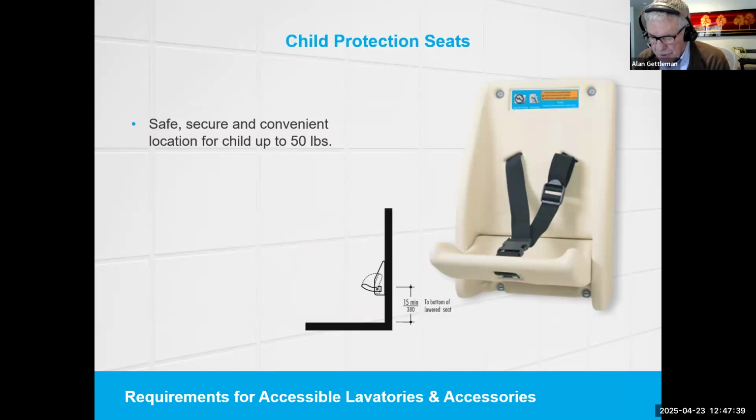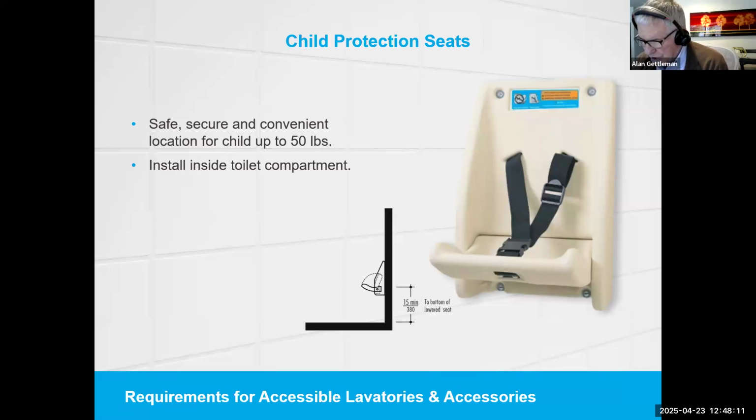Child protection seats are also found in public restrooms to provide a safe, secure, and convenient location for a child, generally weighing up to 50 pounds. Unlike the baby changing stations, child protection seats should be installed inside a toilet compartment on a side wall or partition, but never on the back of a door. This is to provide visual and physical access to the caregiver or parent using the toilet compartment.